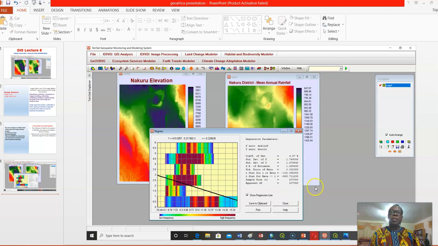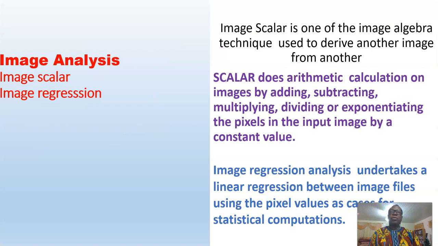Today we are considering GIS lecture series 8, and we are going to look at image analysis. We shall use IDRISI as our software to look at different forms of image analysis. Today we look at two techniques, how to use them, what we use them for, and how we can do it in the IDRISI environment. We are going to look at the image scalar, and we are also going to look at image regression.